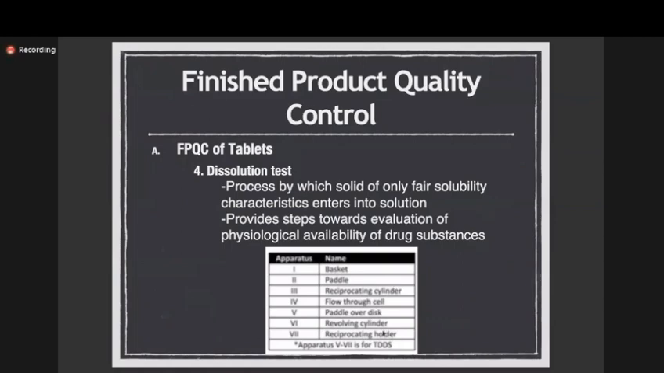Apparatus 5 and 7 are used for TDDS, the transdermal drug delivery system. But again, the most commonly used are still the basket and paddle.